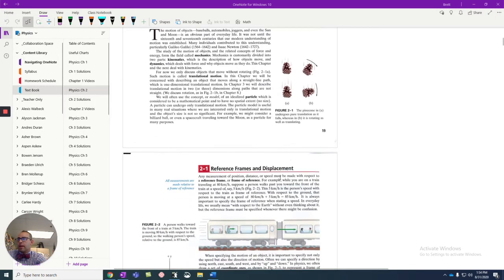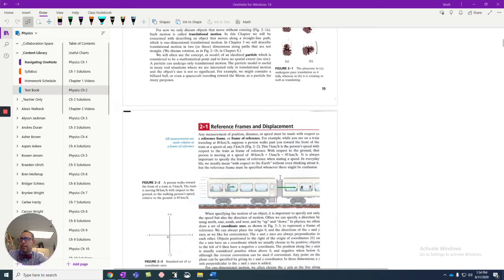And so one of the first things we have to understand is what we call reference frames, or frames of reference. We need to understand that when we talk about an object moving, we have to come to an agreement on what not moving is. This picture that they have right here, we'll look at real quick, just identifying some key ideas here.